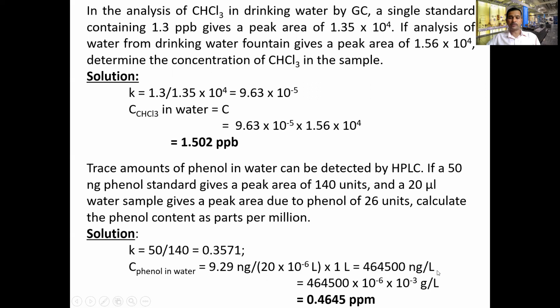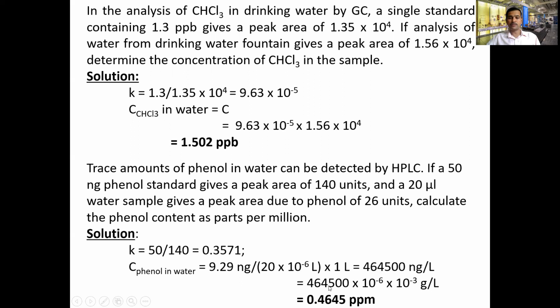464500 nanogram per liter. You convert this into milligram per liter. 464500 nanogram, where nanogram means 10^-9 gram. 10^-9 means 10^-6 × 10^-3. So the gram per liter will remain as such. So 464500 × 10^-6 milligram per liter. That is going to be the answer.